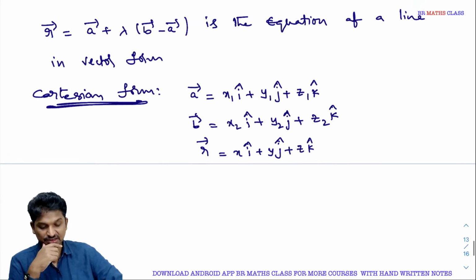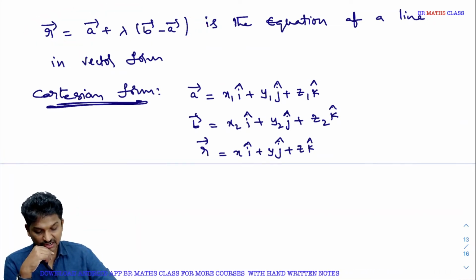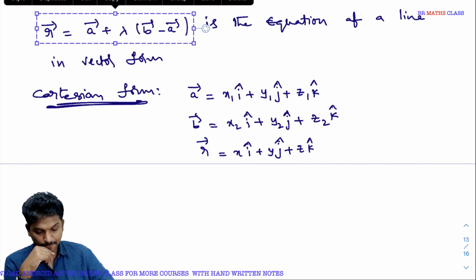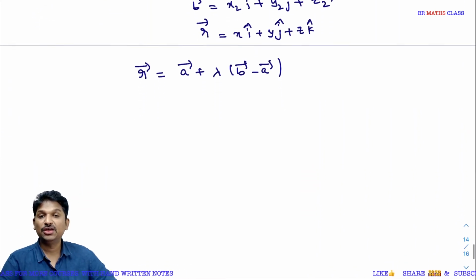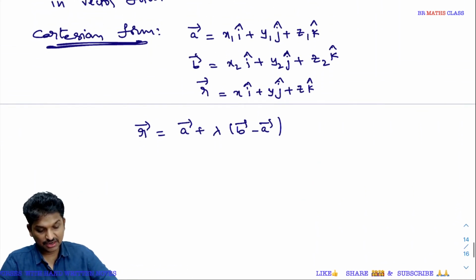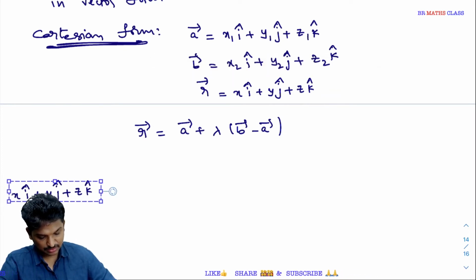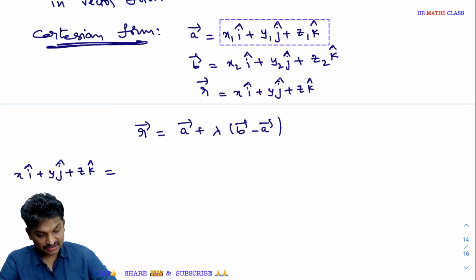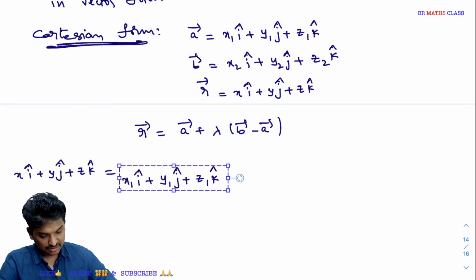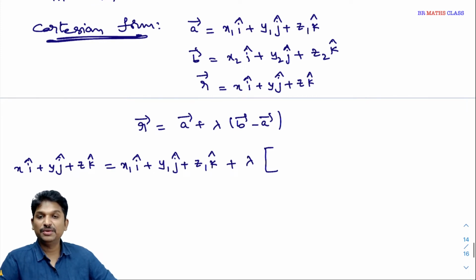What is vector form? Vector form is this one. R bar equal to A bar plus lambda times of B bar minus A bar. From this only we will get the Cartesian form. Okay, first R bar. What is R bar? R bar is this one. R bar equal to A bar. What is A bar? This is A bar. A bar plus lambda times of B bar minus A bar. I'll write this directly. B bar minus A bar.